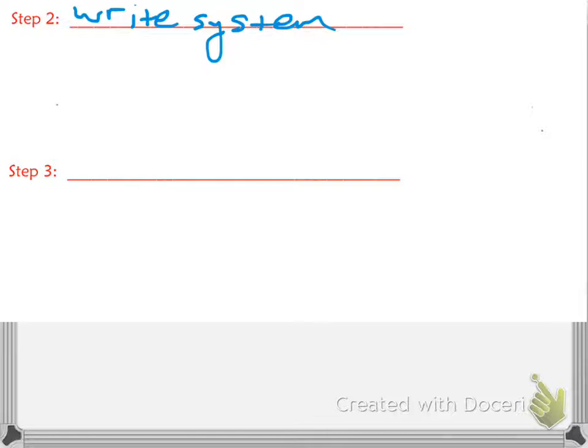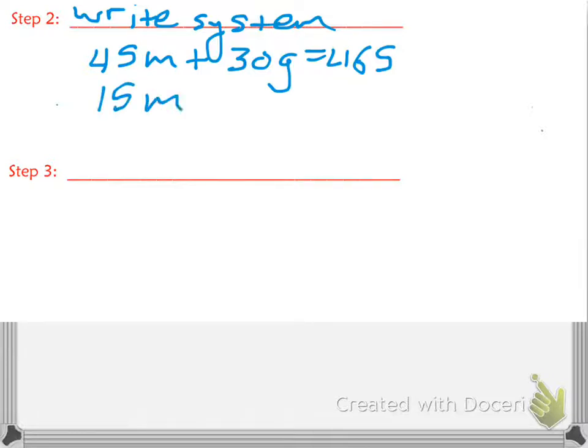Okay, so if I look at that, I'm just going to translate it to 45M plus 30G equals 465. That was for my first set. And then my second set was 15M plus 10G equals 155. Okay, so now I just have a system of equations in standard form. I'm going to solve by elimination.